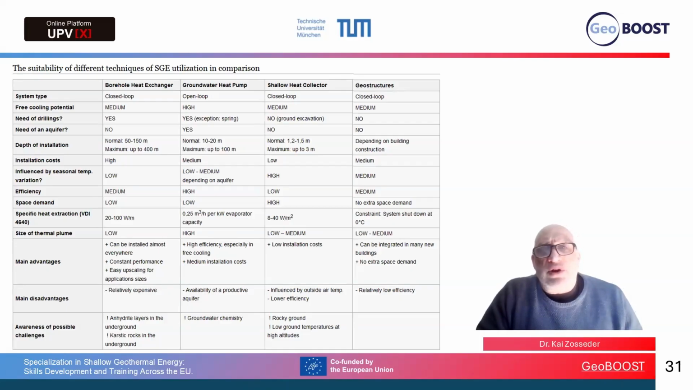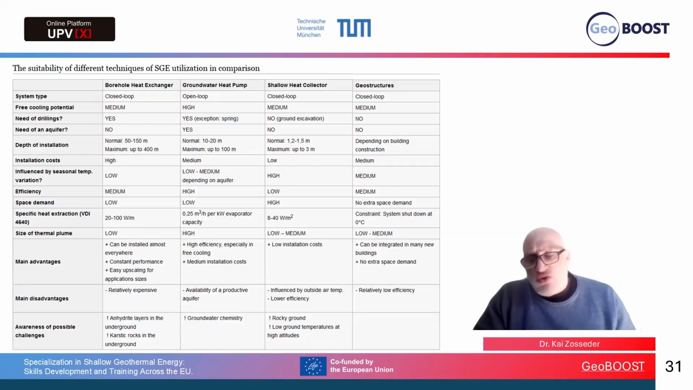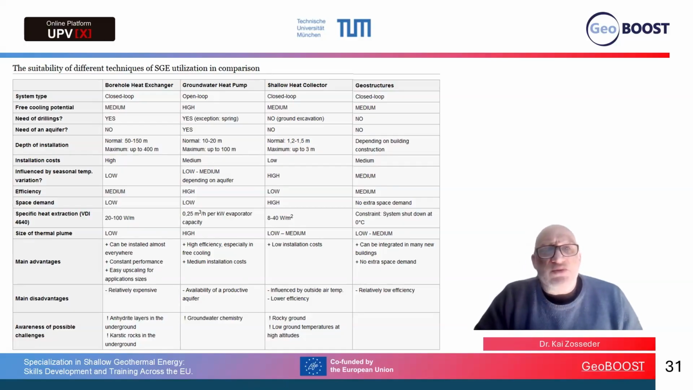So we have ball heat exchangers, we have groundwater heat pumps, we have shallow collectors, and also geostructures. Of course, you can compare these by the different system types, so closed loop systems and open loop systems. As an open loop system, we have the groundwater heat pump. There is also the potential for cooling for every system, but groundwater has the highest potential, and all the others also have a good potential.